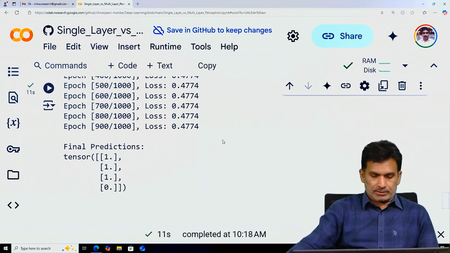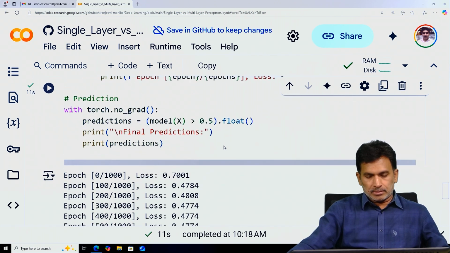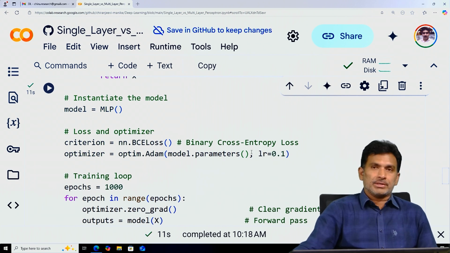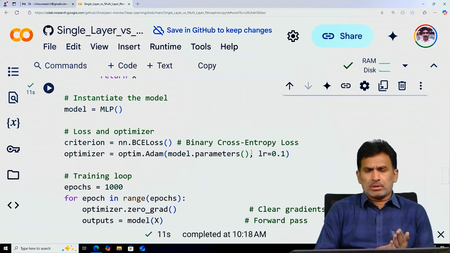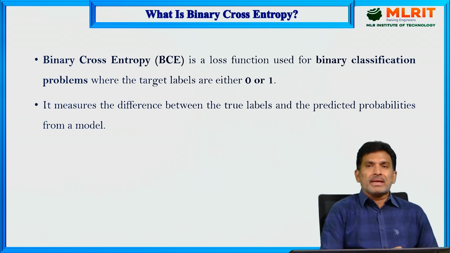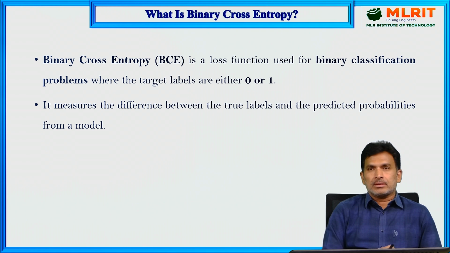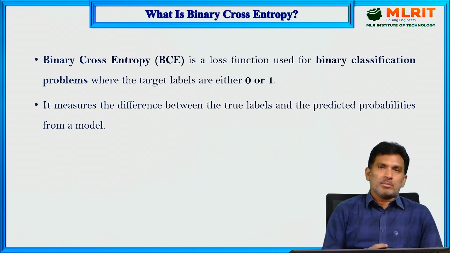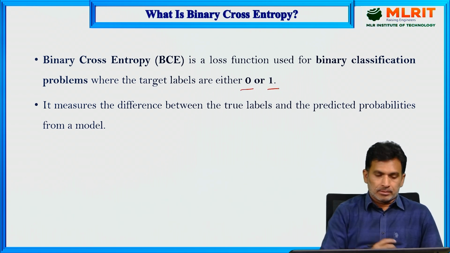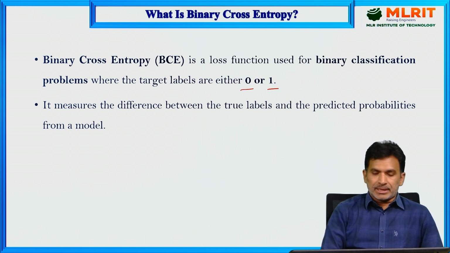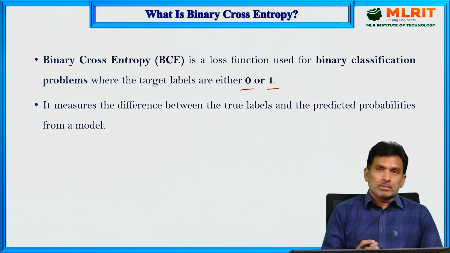So, the final predictions. Now, because in this we have used the binary cross entropy loss function, let us see what binary cross entropy is. Binary cross entropy, BCE, is a loss function mainly used for binary classification problems, where the target labels are either 0 or 1. It measures the difference between the true label and the predicted probabilities from a model, and based on that we measure the loss.